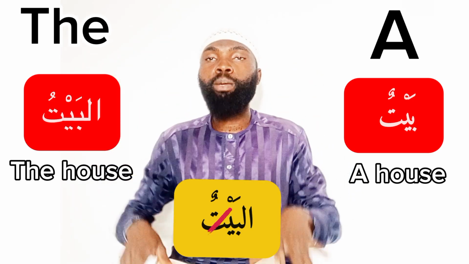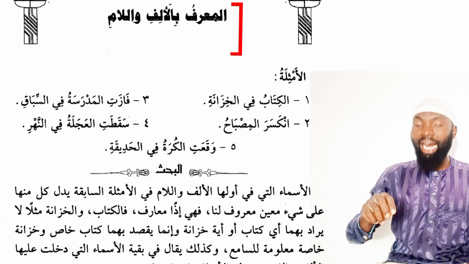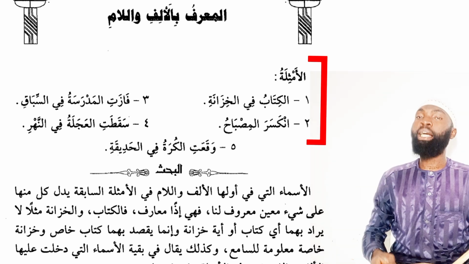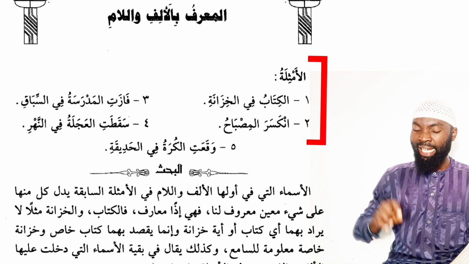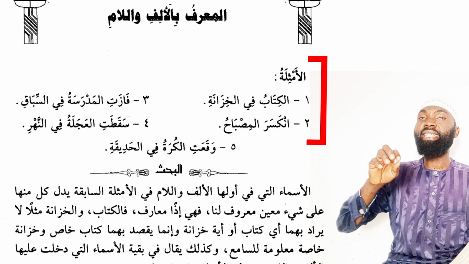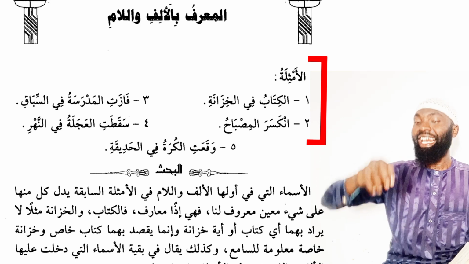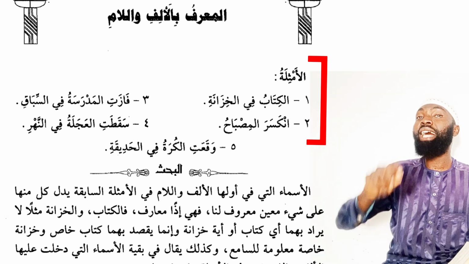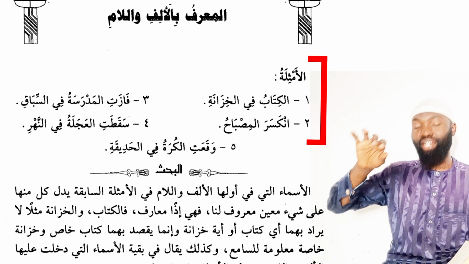Now, let's come back to our book An-Nahwu al-Wadih and discuss the topic of today. Here we have the topic Al-Mu'arrafu bil-Alifi wal-Lam. Now, Al-Amthila, we have examples. The first example says, Al-Kitabu fil khizanati. The book is in the safe. Can you see? Al-Kitabu, the book. Al-Khizanatu, the safe. I'm adding "the" because the alif and lam attached to these two words have made them definite words.